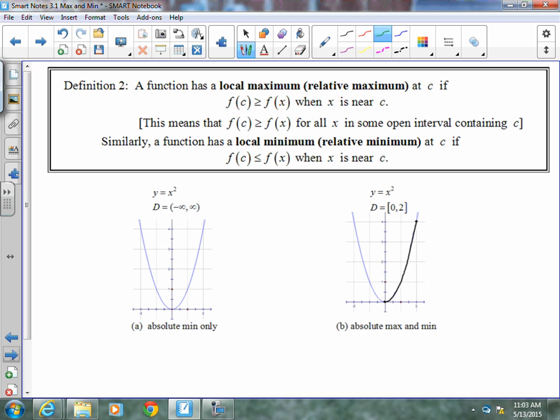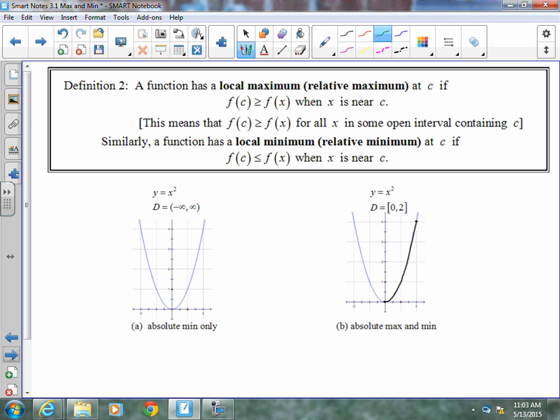There are also these things called local maxes and local mins, or sometimes called relative maximums or relative mins. A local max happens at C if the y values around C are lower than the y value at C. And a local minimum would be if the value at C is lower than the values on either side. It has to be on either side, so it can't be an endpoint as a relative max.